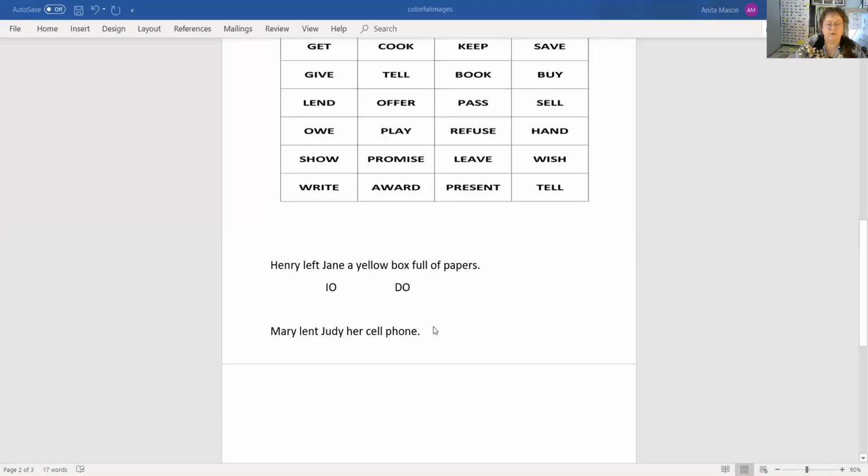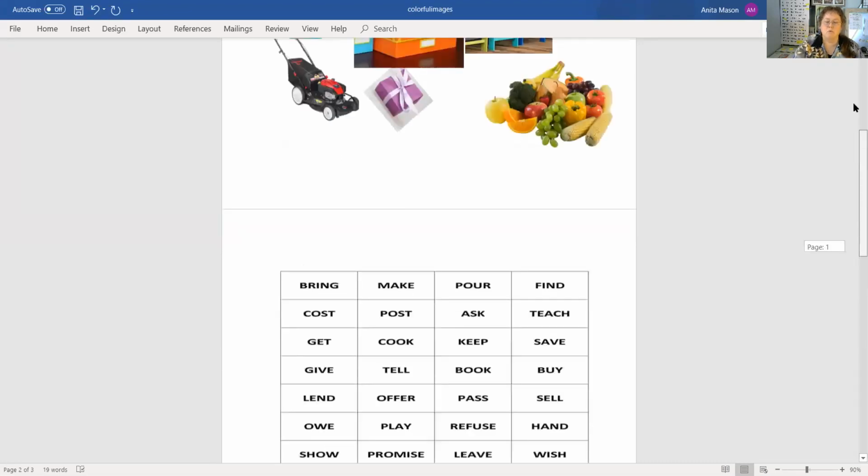Okay, so on the one that we did, Mary lent Judy her cell phone. Mary is a subject. Lent is the verb. And what did she lend? She didn't lend Judy. You can't borrow a person. So she lent the cell phone, right? So the phone is the direct object and Judy is the receiver. She's the one that received it. So that's your indirect object. And that's your direct object. Okay, let's go up and do one more.